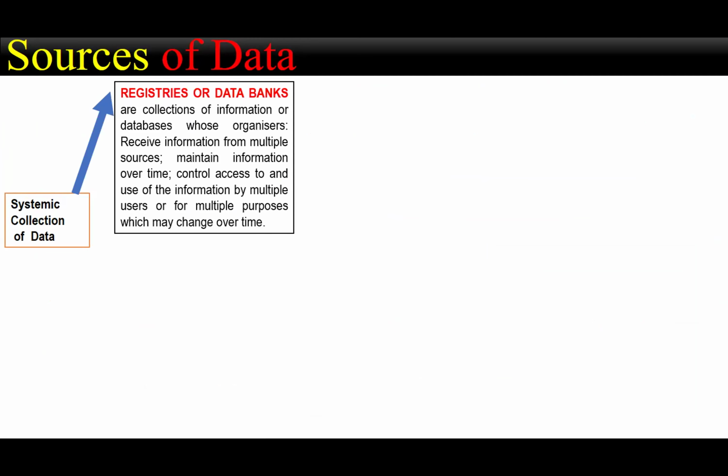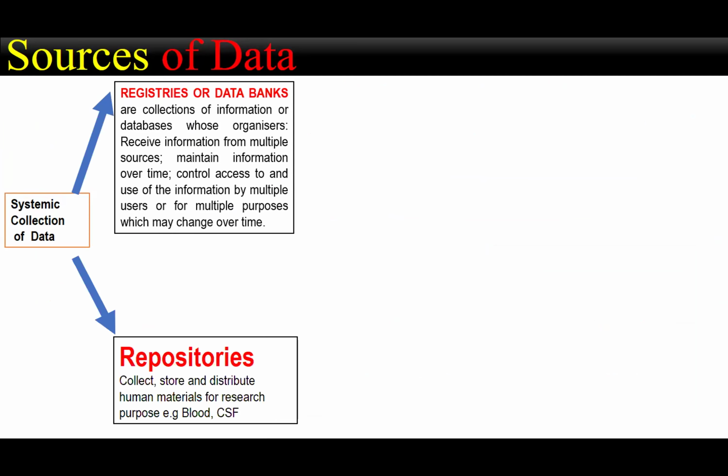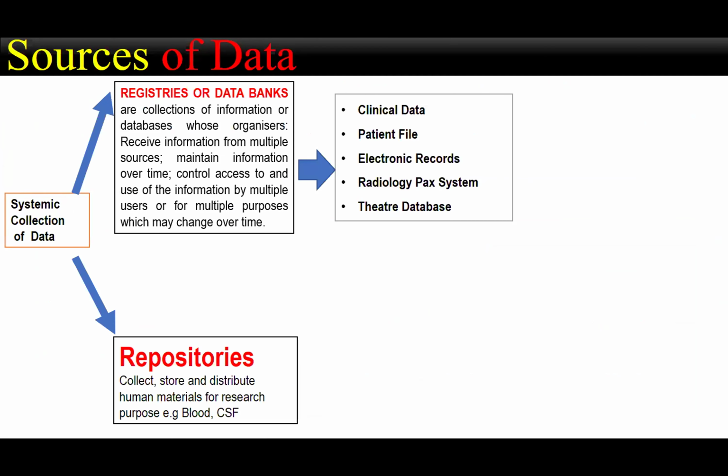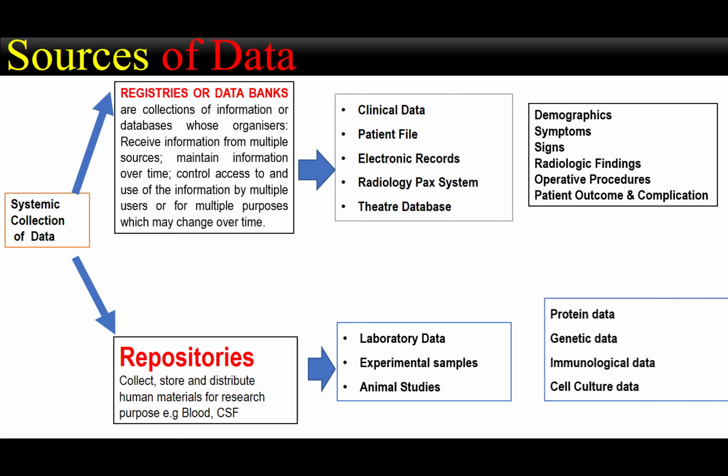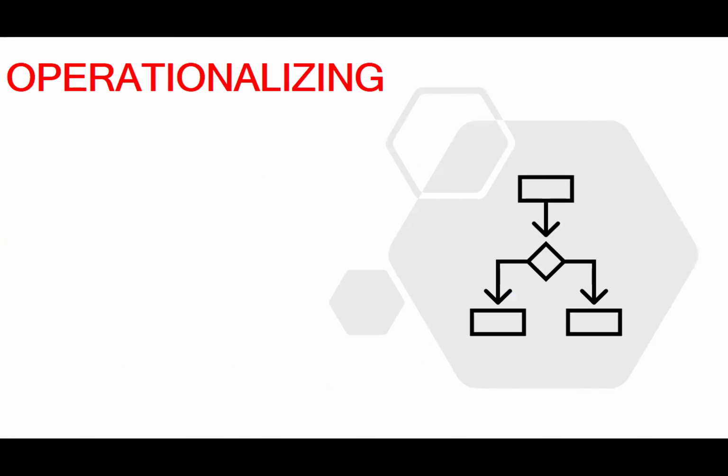So there are two terminologies which we need to understand: the word registry, or a data bank, and then repository. Okay, so when you collect, for example, clinical data, okay, data about patients' clinical findings, data about radiological findings, about theater, you go to the operating room and collect data about the operations. This kind of data is known as the data bank or registries. But when you obtain, for example, CSF samples, tissue samples, blood samples, urine samples, and you store them in the fridge, maybe for research purposes, they talk about a repository. So these are terminologies which we need to understand when you are conducting research.